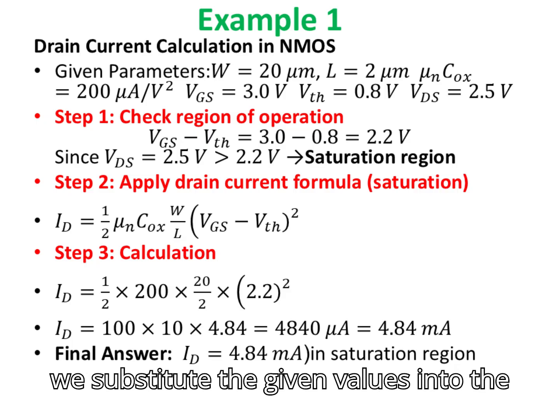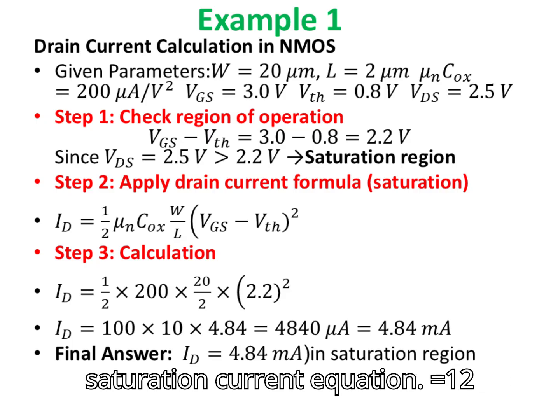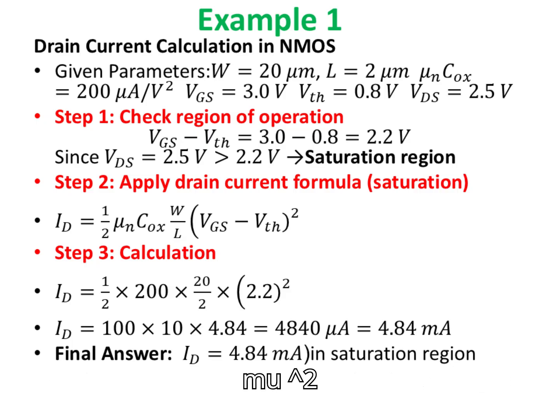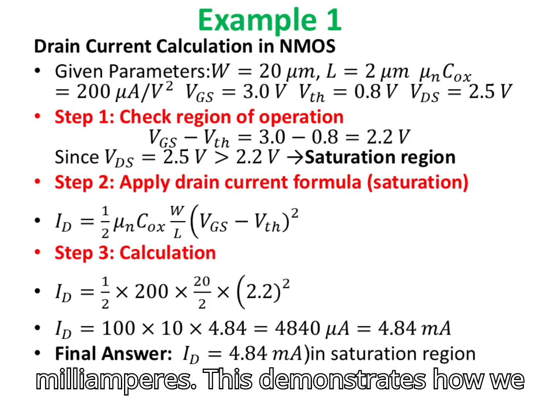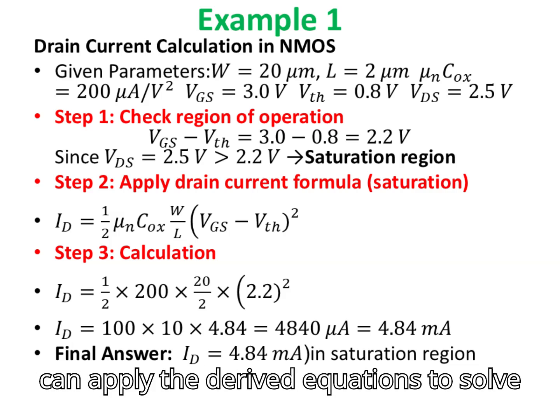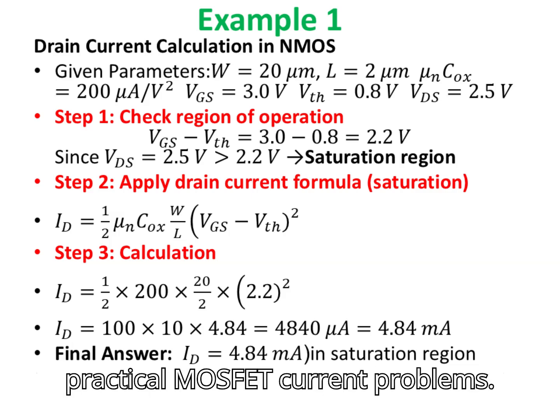Next, we substitute the given values into the saturation current equation, ID equals 1/2 μ Cox W/L (VGS minus Vt) squared. After calculation, the current is found to be 4.84 milliamperes. This demonstrates how we can apply the derived equations to solve practical MOSFET current problems.